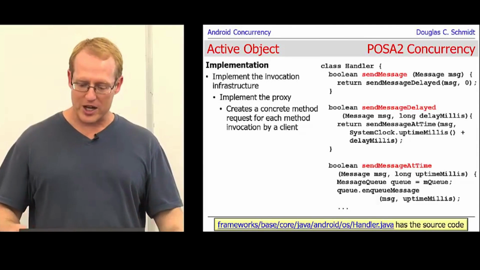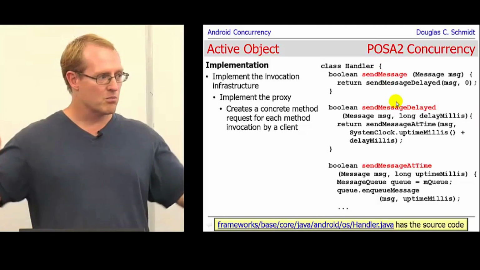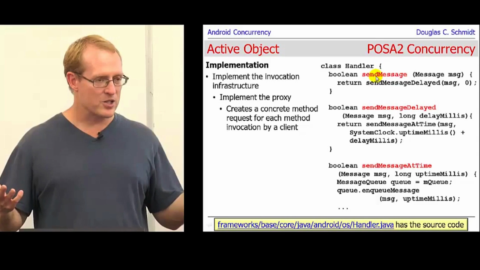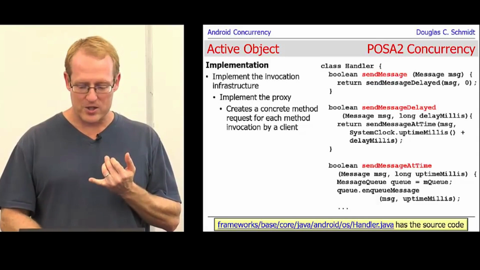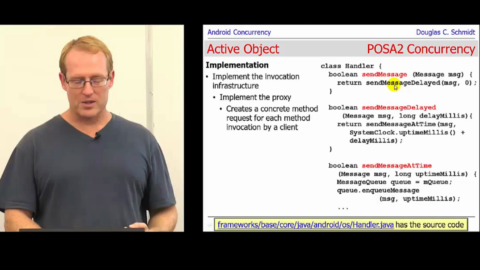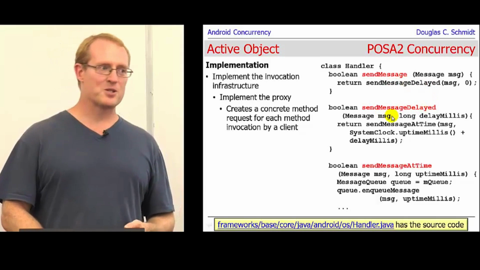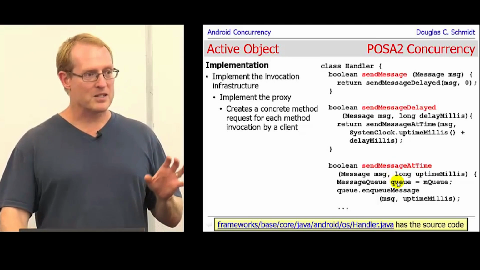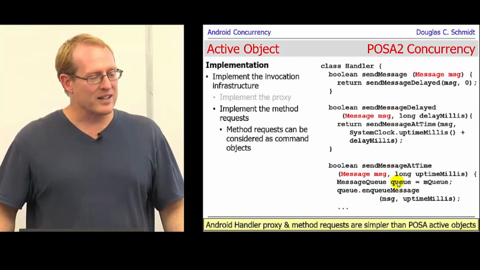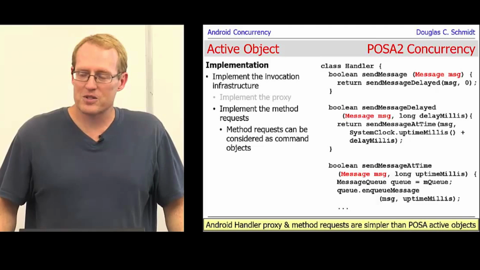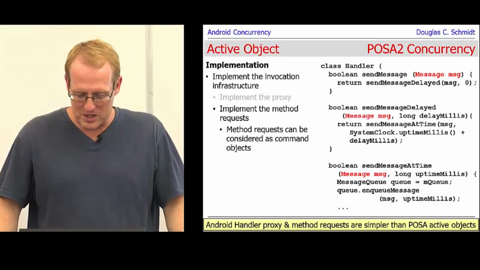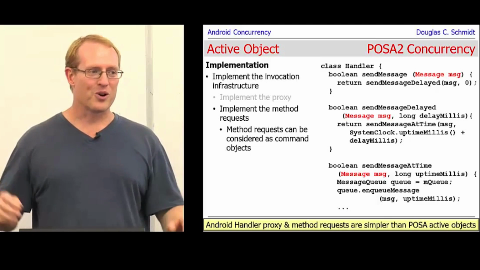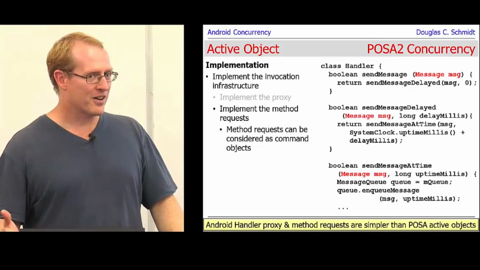If you take a look at the Handler.java file, you'll see it defines proxies in the form of methods called send message. There's a couple of variations. There's sendMessage, which turns around and calls sendMessageDelayed. sendMessageDelayed turns around and calls sendMessageAtTime, and sendMessageAtTime actually does something. It converts things into a message that's going to be stuck into a message queue. That's the way the proxy works in this variant of the pattern applied to Android.